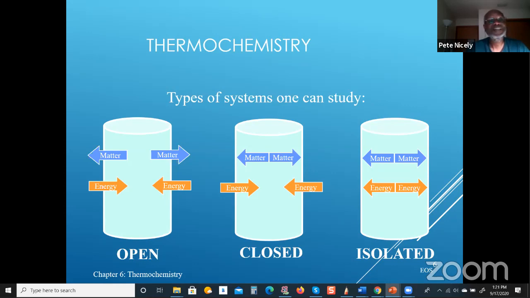The open system is one that allows for the exchange of energy and matter between it and the surroundings. A closed system is the one that only allows energy exchange between system and surroundings. In other words, matter is not exchanged between the system and surroundings when it comes to a closed system. And then finally, in the case of an isolated system, there is no exchange of matter or energy between the system and the surroundings. So it's very important that you understand the difference between these three types of systems.